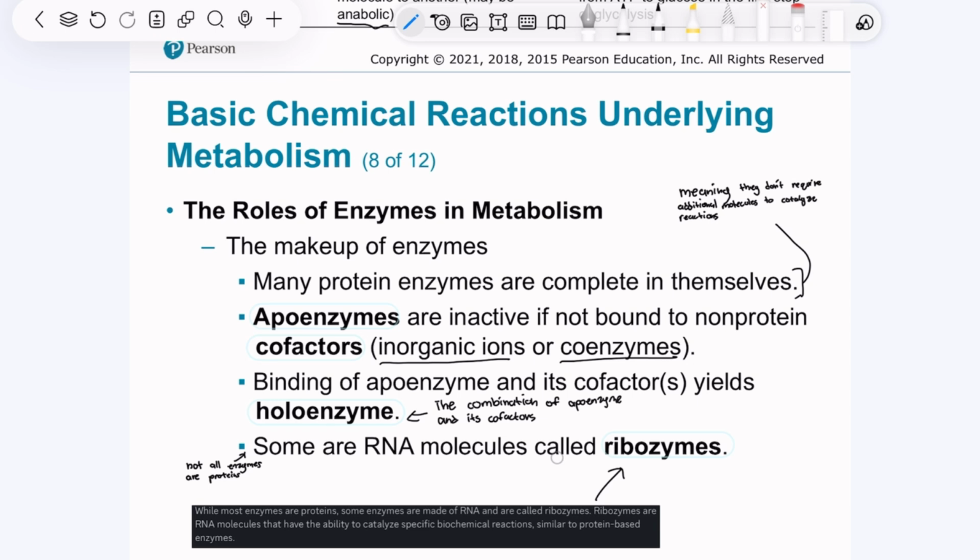Not all enzymes are protein. Some RNA molecules are called ribozymes. So while most enzymes are protein, some enzymes are made out of RNA and called ribozymes. Ribozymes are RNA molecules that have the ability to catalyze specific biochemical reactions similar to protein-based enzymes.